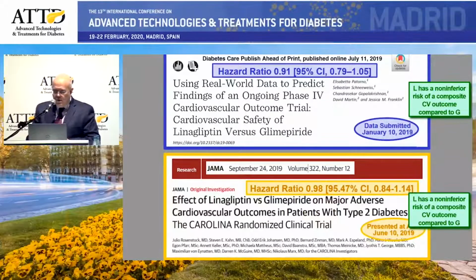But they did an interesting study. One of the big cardiovascular outcome studies is known as Carolina, and this group at Harvard, in the blue box on top, did a real-world evidence comparison of linagliptin compared to glimepiride. And what they showed in the green box in the upper right corner is that linagliptin has a non-inferior risk of a composite cardiovascular outcome compared to glimepiride. When the actual randomized controlled trial was reported 9 months later, they had similar results, a hazard ratio of 0.91 in the real-world evidence, 0.98 in the randomized controlled trial.